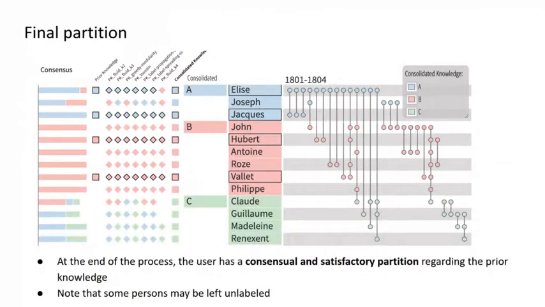So at the end of the process, the user should have a consensual and satisfactory partition regarding the prior knowledge, the graph that is on the right and that you can explore, and her other sources, such as documents or other letters mentioning the same people that she's studying. We also allowed that some people can be left unlabeled if they are not very interesting considering the analysis that the scientists want to do.